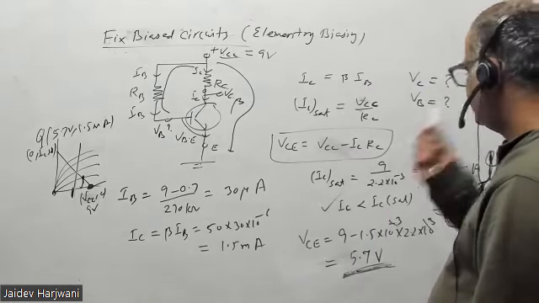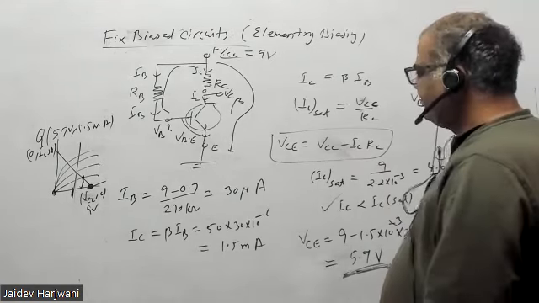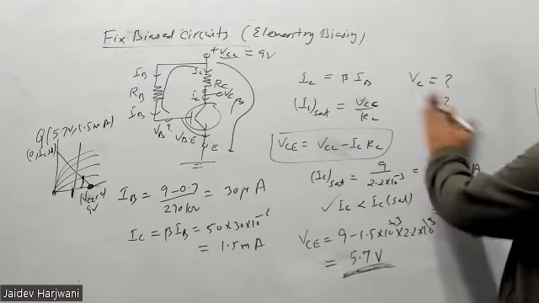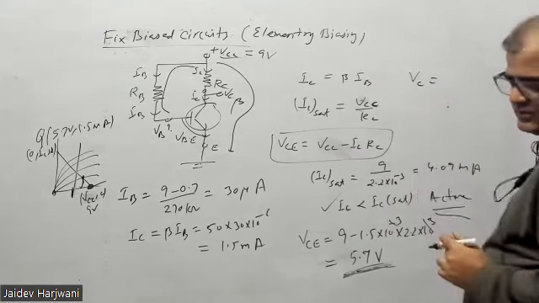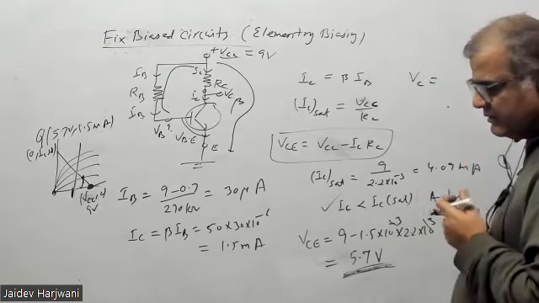So this is the operating point. Now tell me, what is the value of VC and VB? What is the value of VC? How can I find the value of VC? Tell me.